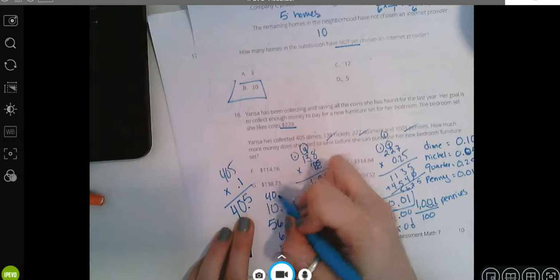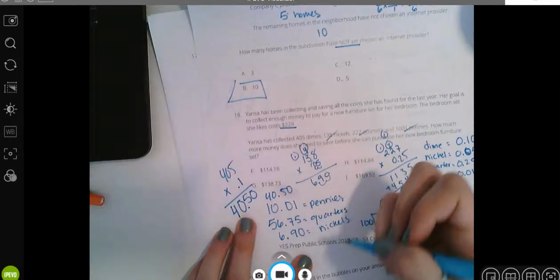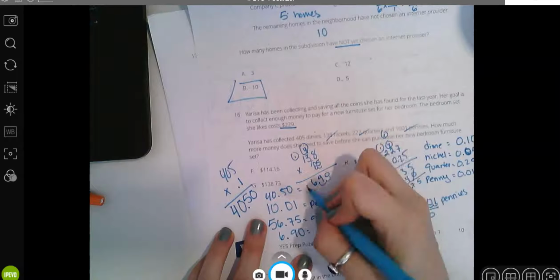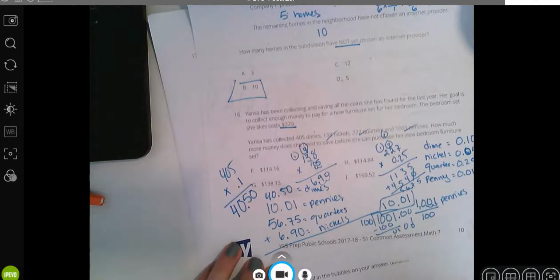Last one. Dimes. And I'm running out of space. We got 405 dimes. Each dime is worth 1/10 of a dollar. That's going to give me, it's like multiplying by 1 with 1/10 in there. We got $40.50 because I can add a 0 in dimes. Okay. Whew, that was a lot of work. I filled the page. I'm not even done yet.